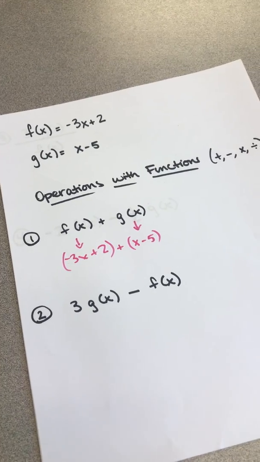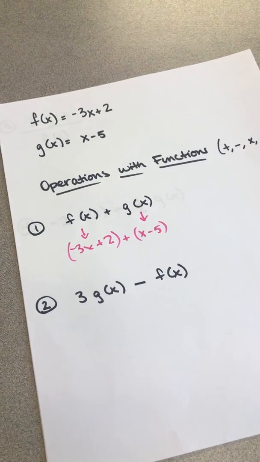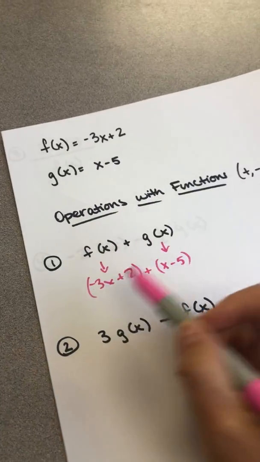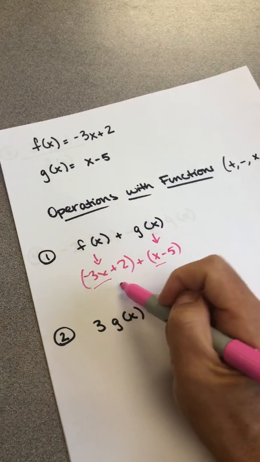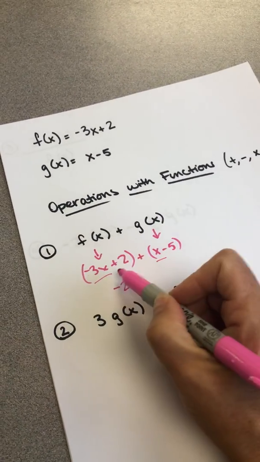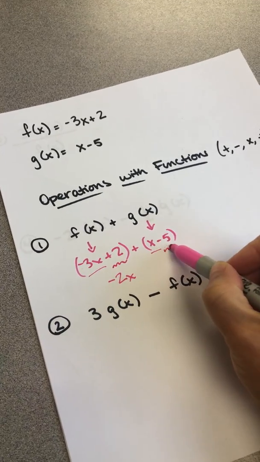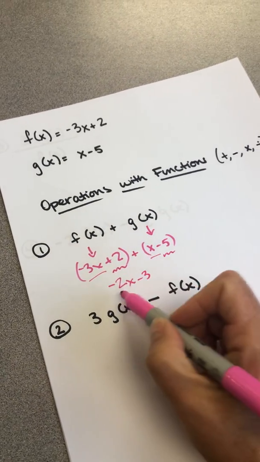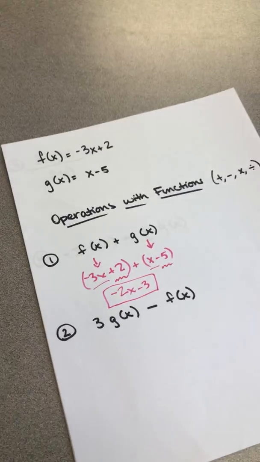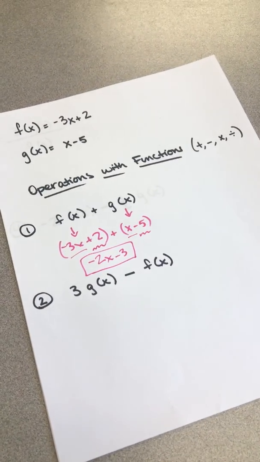Keep in mind there are no inverse operations when you're simplifying and collecting like terms. So here we have negative 3x plus x, that's going to give us negative 2x. And positive 2 plus negative 5 is negative 3. So that is your solution for f of x plus g of x.